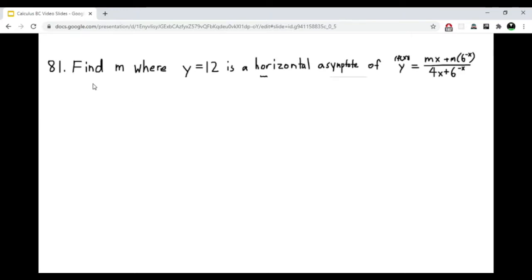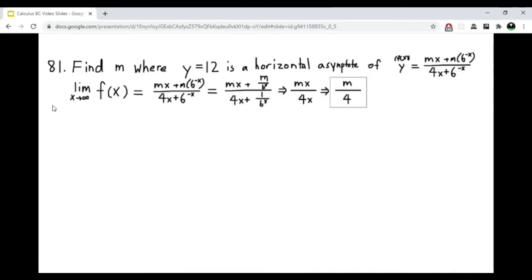And number 80 asks to find where y equals 12 is a horizontal asymptote of this equation, mx plus m times 6 to the negative x, all divided by 4x plus 6 to the negative x. So first we're going to take the limit where x approaches infinity, and I'm going to switch around 6 to the negative x to 1 divided by 6 to the x. And that gives us this.